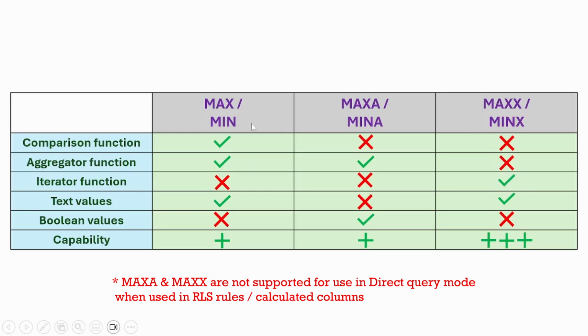Text values are accepted by MAX and MAXX, whereas MAXA doesn't, whereas Boolean values are accepted by MAXA alone. And if we were to talk about the capability of these 3 DAX functions, with MAXX we can achieve much more than its other siblings, which are MAX and MAXA.